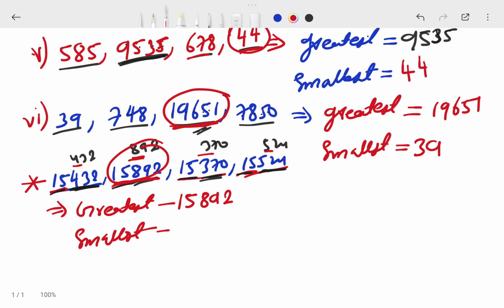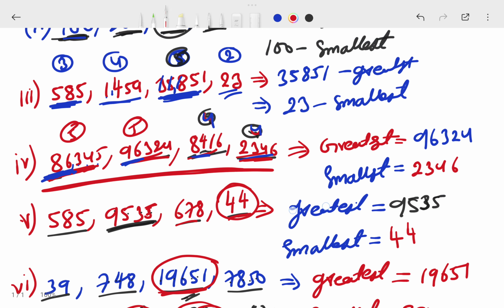Now which is smaller? This is 15,000, this is also 15, this is also 15. We cannot say from that. This is 432, 372. Now if you see this number, which is smaller? Of course this is 4, this is 5, this is 3. 3 is smaller. It means that 370 is smaller, so 15,370 is our smallest here. Is it clear? Right. So now this question is totally over.